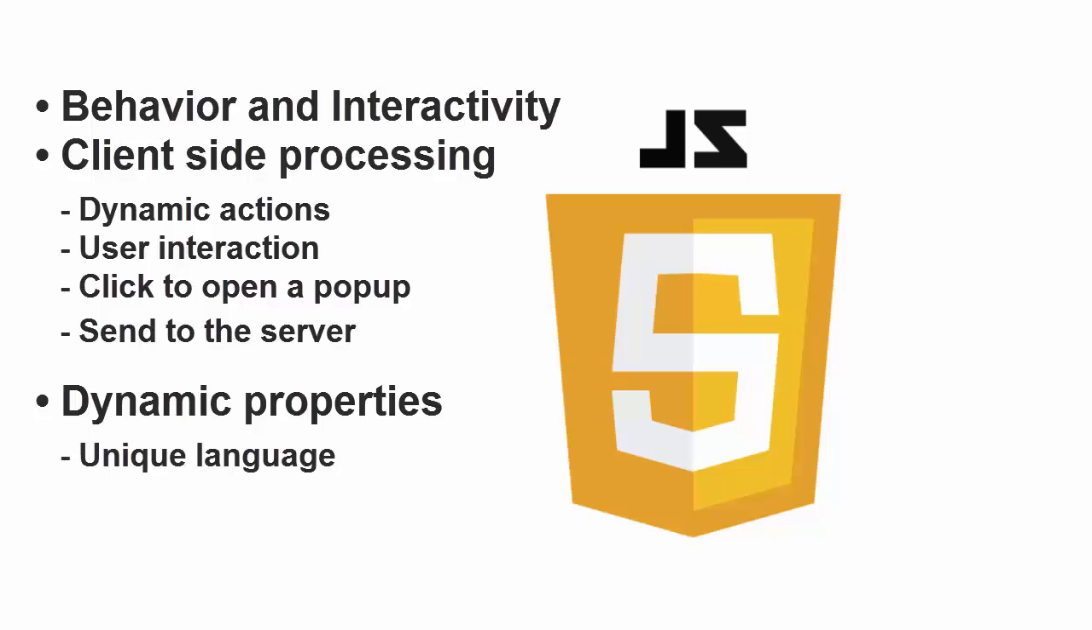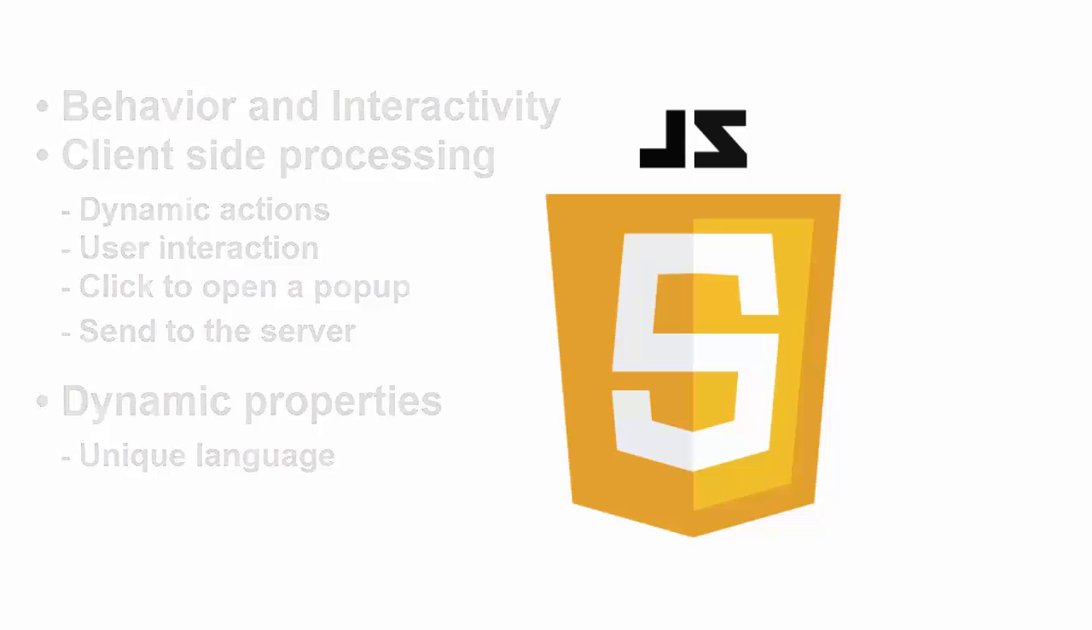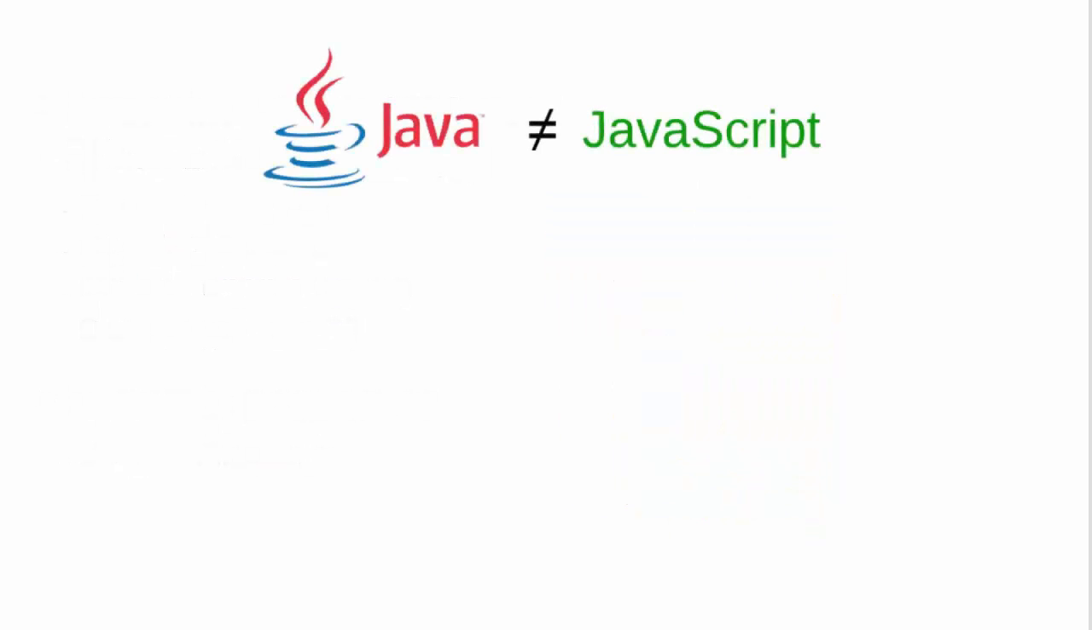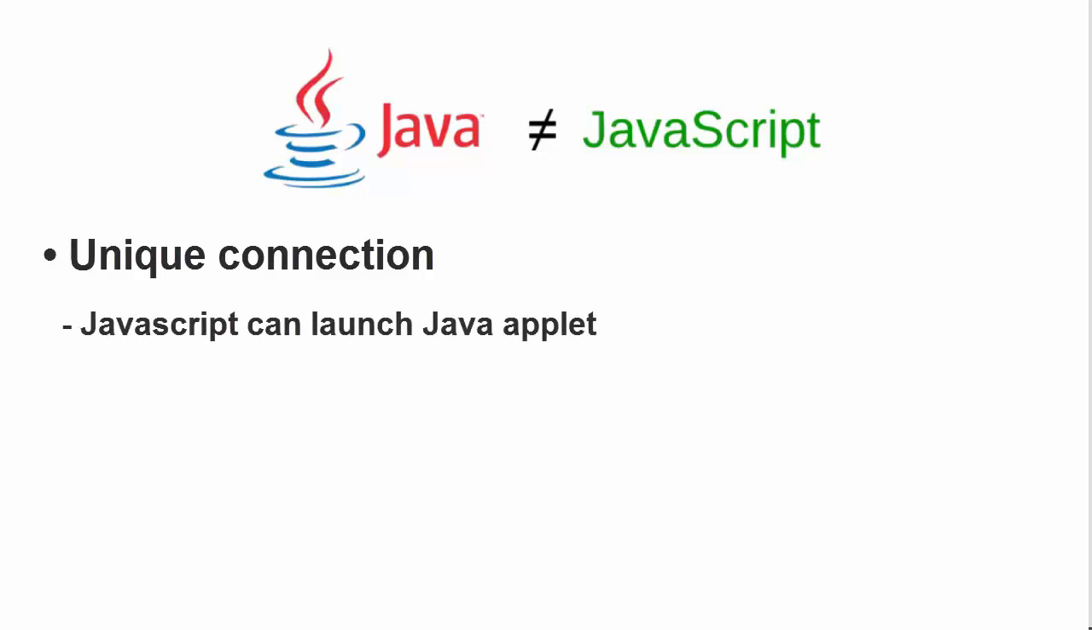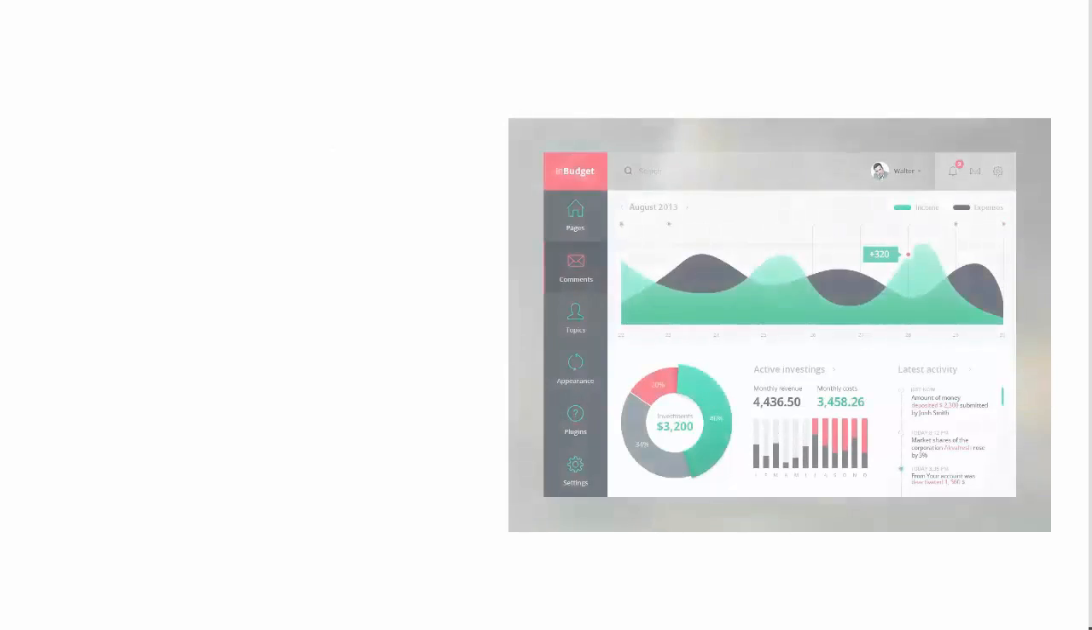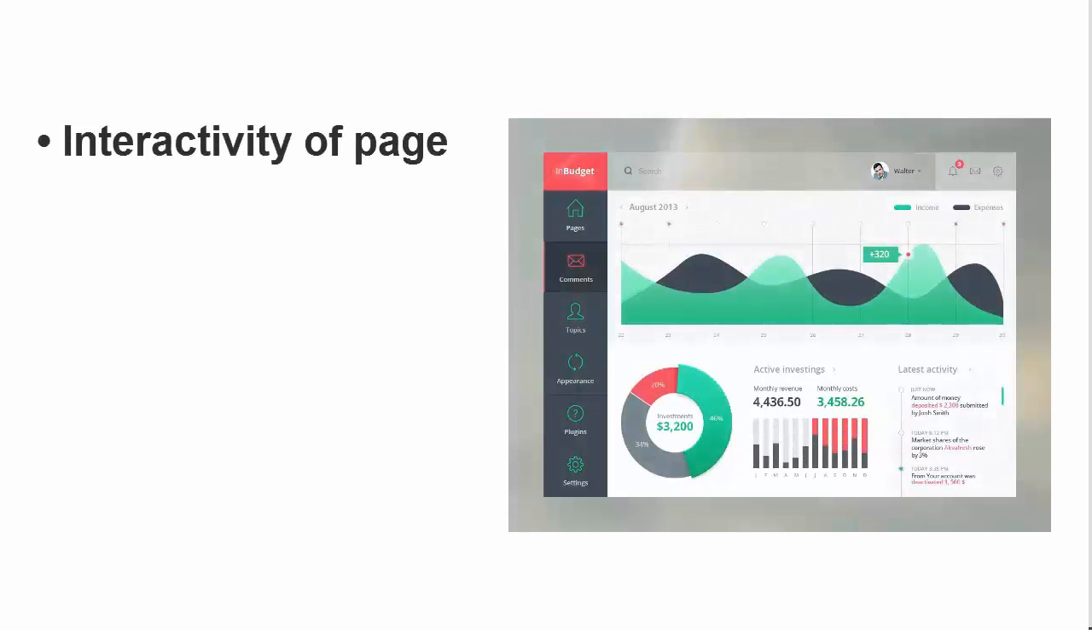For instance, if you think of C++ or C# or Java or things like that, and incidentally, Java is nothing to do with JavaScript. The only connection they have is that JavaScript can actually launch a Java applet, but apart from that, they're not connected as two languages at all. But the interactivity of the page, like I was saying, is really all driven by JavaScript.